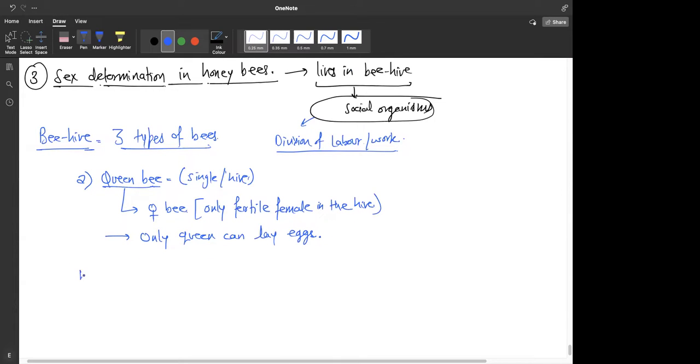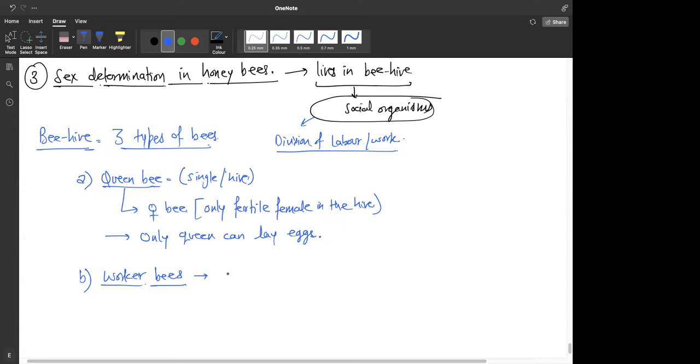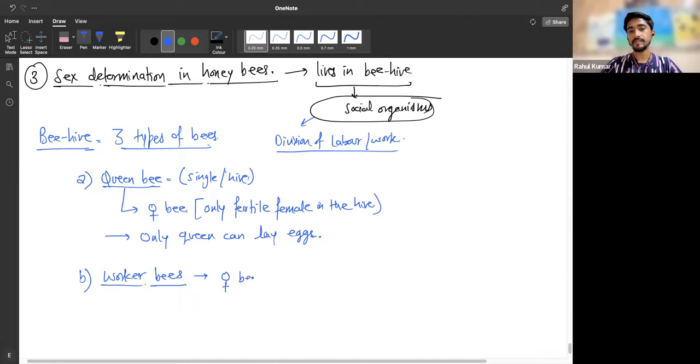Yes. The second type of bees are worker bees. What is the sex of the worker bees? Are they males or females? Female. Yes, they are also female bees. But what is the difference? They are all sterile. They cannot reproduce and they cannot lay eggs. Is it clear?